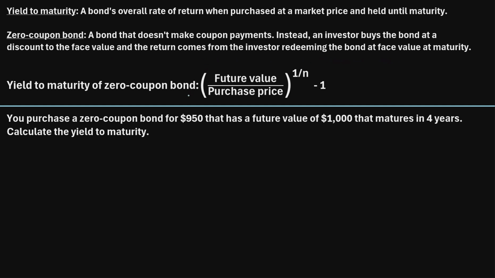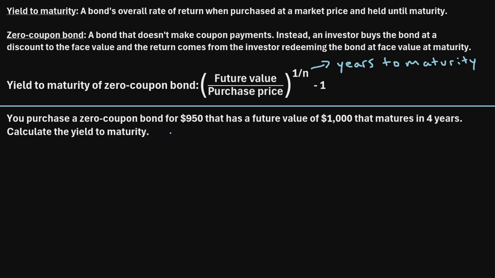So the formula that you can use to calculate the yield to maturity of a zero coupon bond is this formula right here. We take the future value and divide it by the purchase price, then we raise that to 1 divided by n, where n is the number of years to maturity. And then lastly, we subtract 1. So let's take a look at an example of how to use this formula.